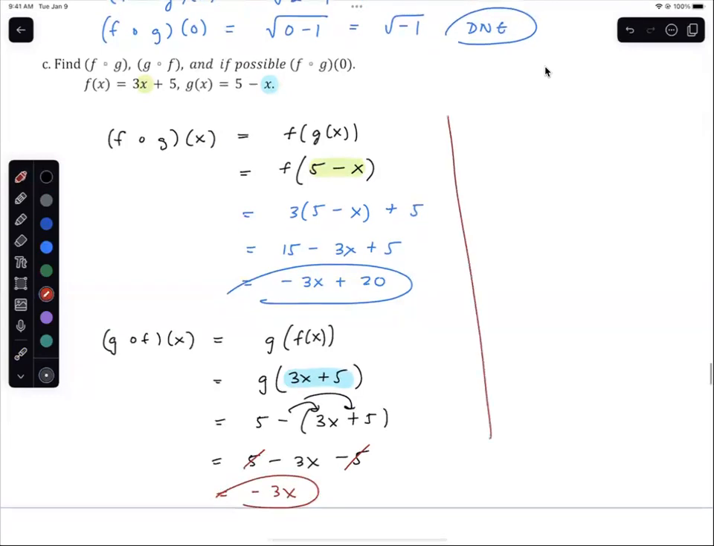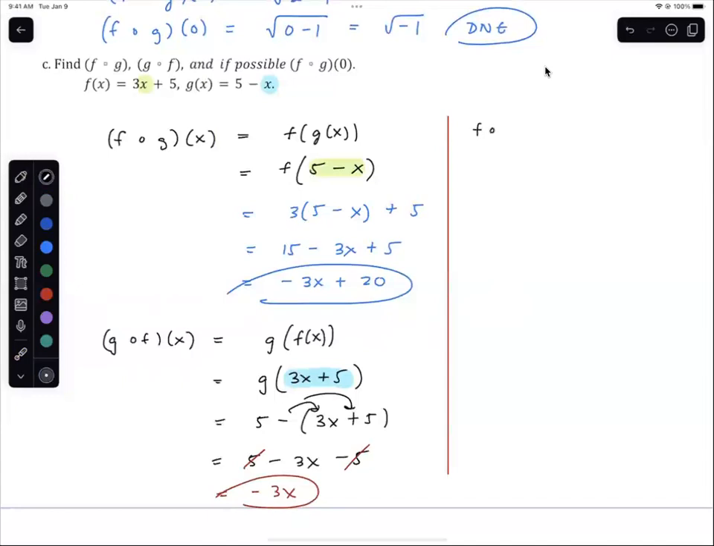So then it's asking us to, if possible, find f composed of g of 0. Well, these are both linear, so there's really no domain restriction, unlike the last one where it did give us a domain restriction and we had a square root. These are both linear, so we should be able to plug in whatever we want.